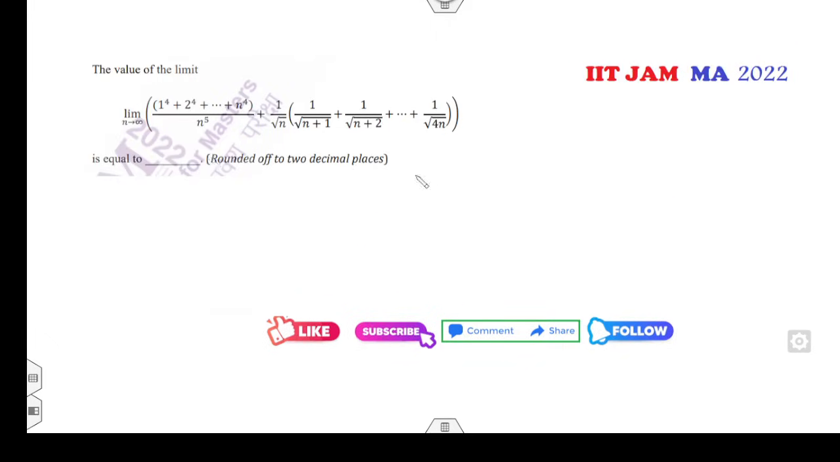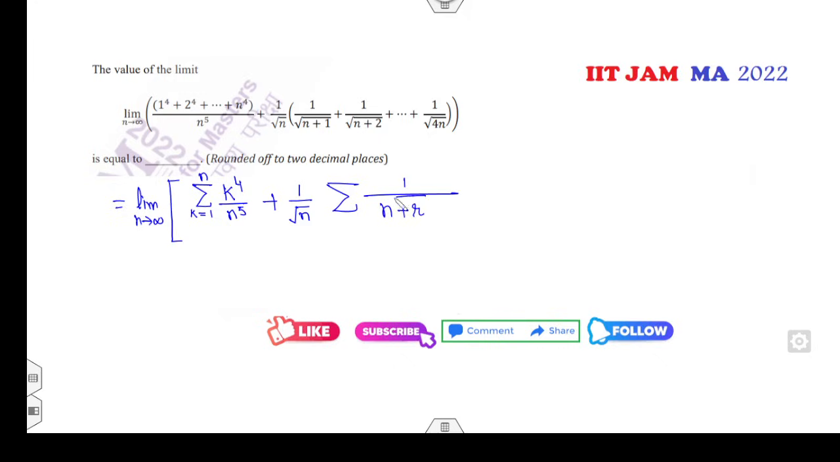Look at the next one. Can you write the first quantity, limit n approaches infinity? The first value I can write as k raised to power 4, where k starts from 1 to n, divided by n raised to power 5, plus 1 over n. I can write the summation 1 over n plus r, because k I already used. So r varies from 1 to 4r. When does it become 4r? When it will be 3n.